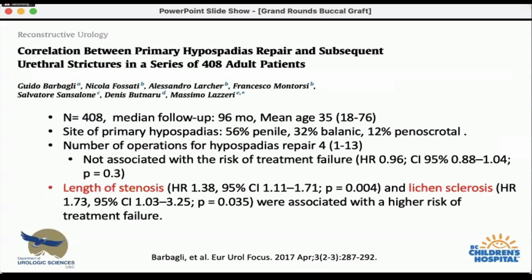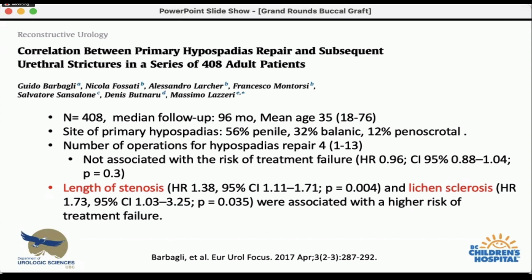So what does the literature say? This is a unique study by Barbagli and colleagues. It includes 408 adults that presented with urethral stricture after having a primary hypospadias repair. Their median follow-up was 96 months, and the mean age was 35 years. The majority of the patients had penile hypospadias. The multivariable analysis revealed that the number of previous operations needed for the initial hypospadias repair was not associated with the risk of treatment failure, with a hazard ratio of 0.9.